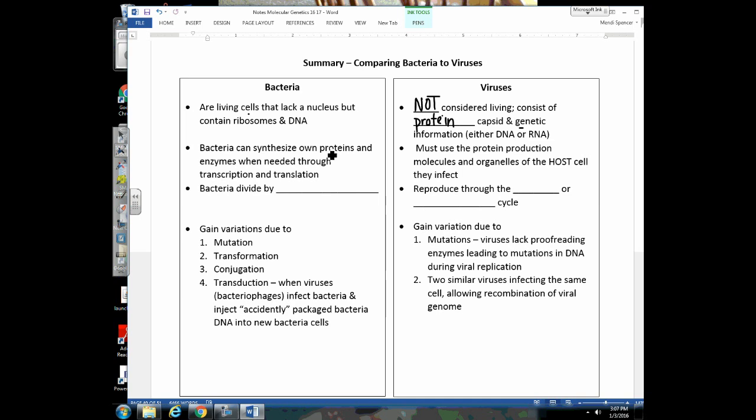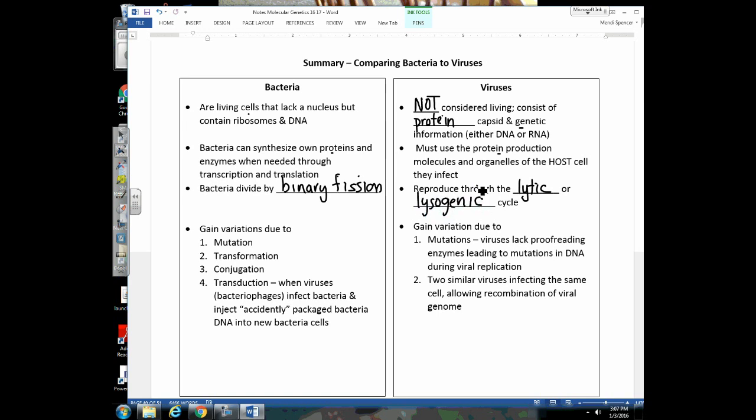When bacteria cells need to produce their proteins, they have the machinery to do it. They have their own enzymes like RNA polymerase, they have their own ribosomes, and they can go through transcription and translation. When viruses need to reproduce and make new viral proteins, they have to use the machinery of the host cell. When bacteria cells reproduce, that is by binary fission. When viruses reproduce, it's either going to be through the lytic cycle or the lysogenic cycle.